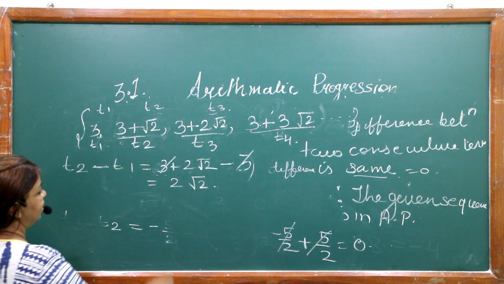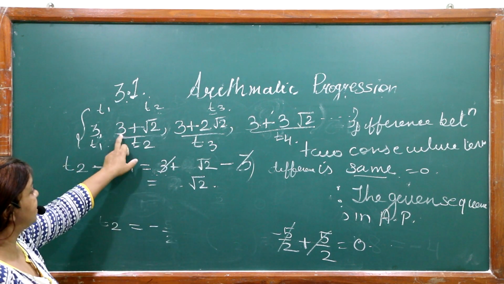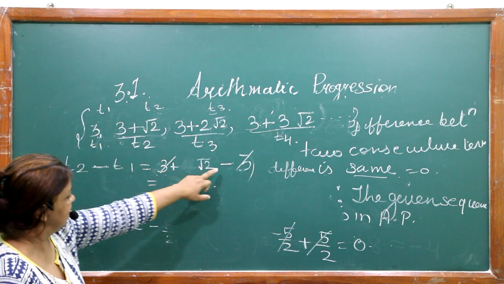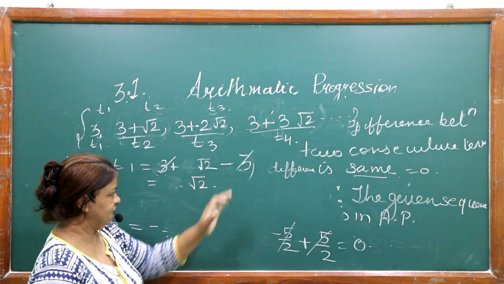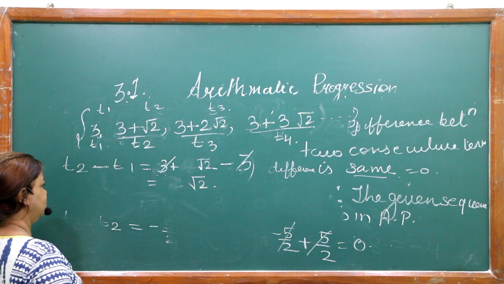I'm sorry, I have written here 2 root 2, sorry. The term 2 is 3 plus root 2, minus the first term, that is 3. This and this term get cancelled, left is root 2.